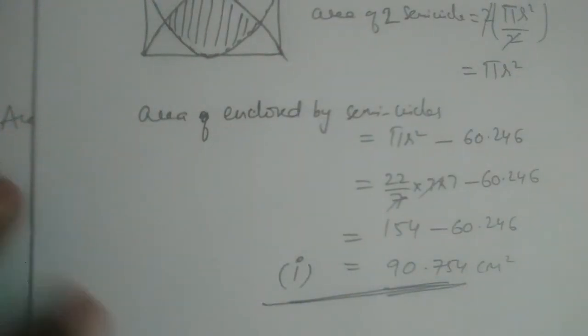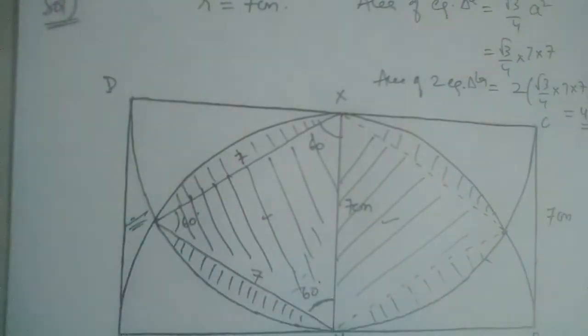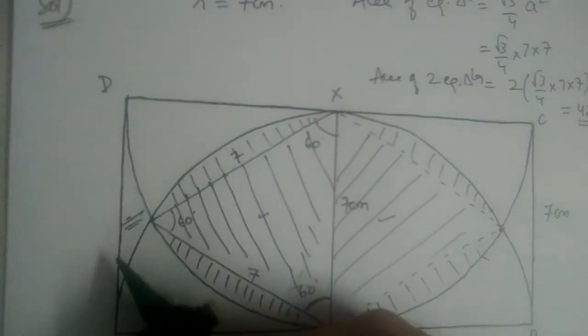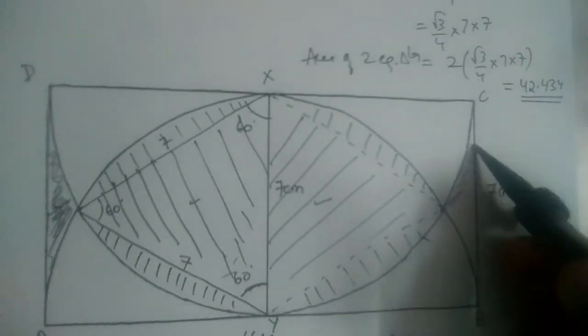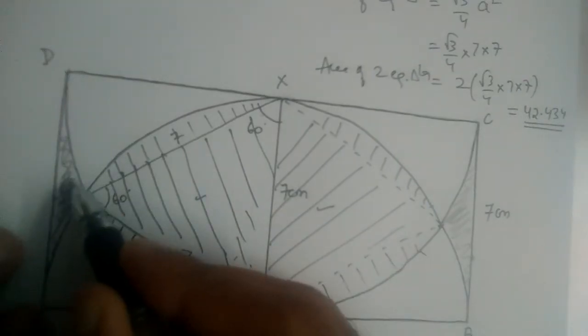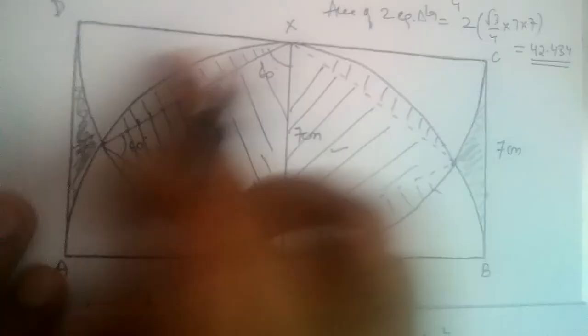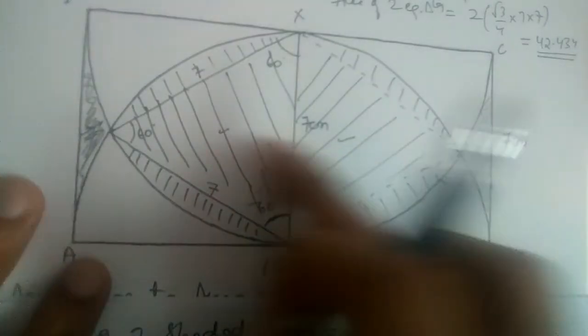Now we have done the difficult part. We need to find only this part now in the second one. Let me shade it with pencil. What do we need to find now? We need to find this part and this part. So we need to find this shaded region now, shaded with pencil, which is very easy. It is the area of the full rectangle minus the area enclosed by the semicircles.